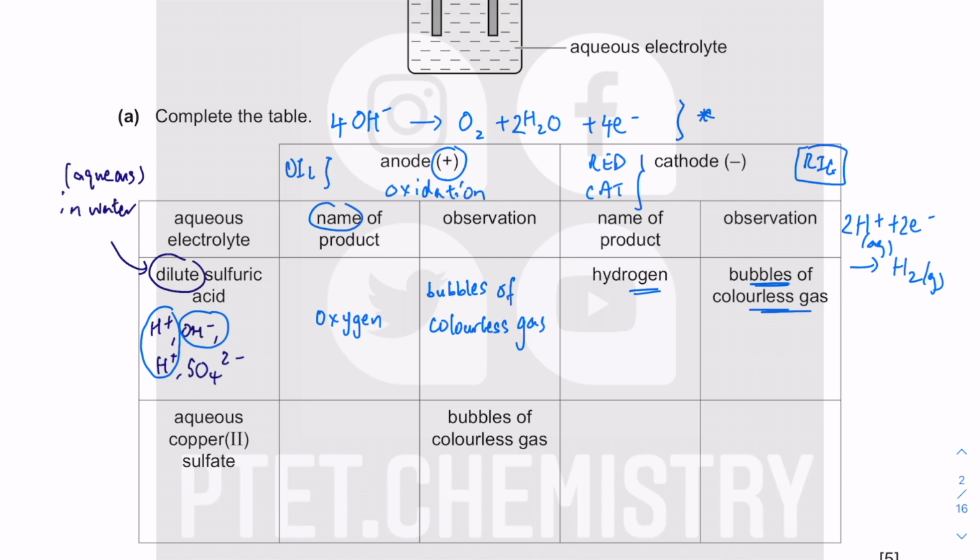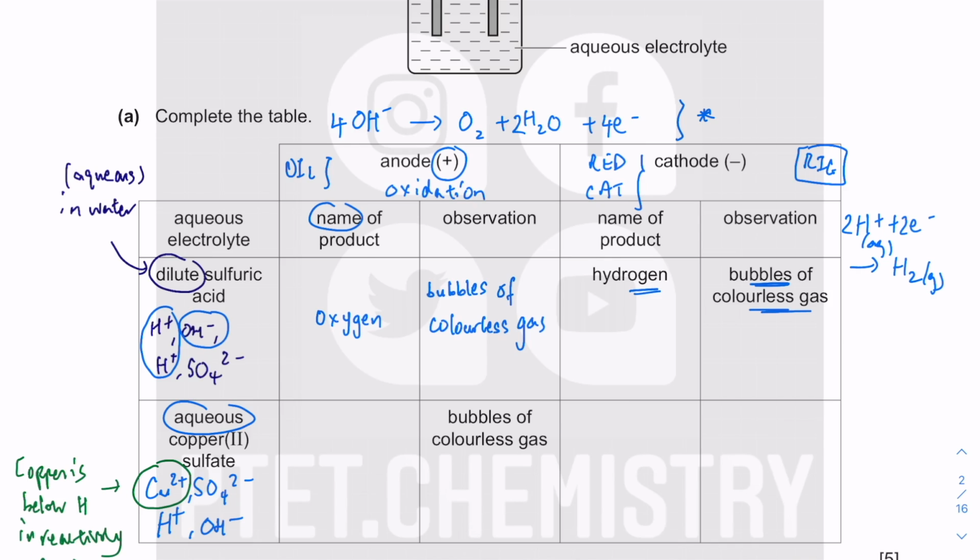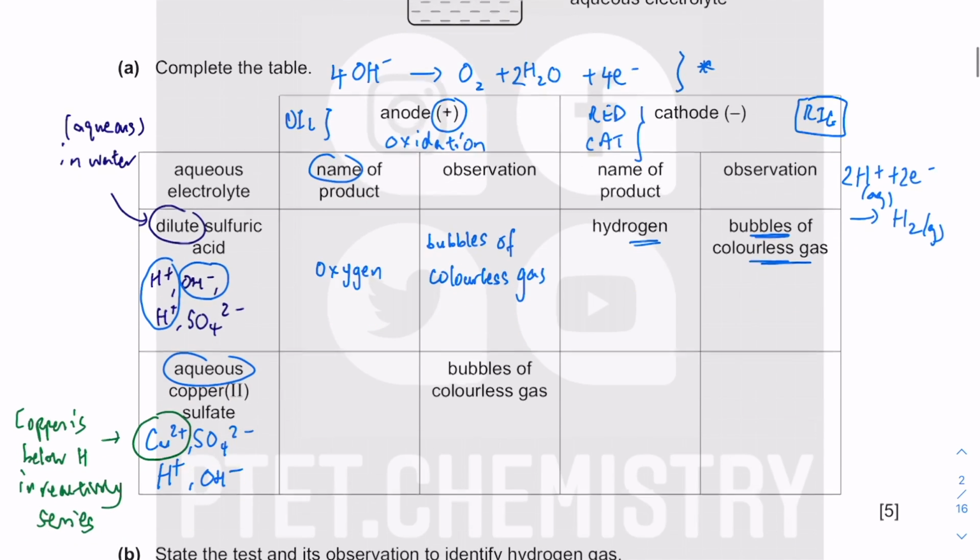Perhaps it's best if I just write it in here. Copper 2 plus and SO4 2 minus. The aqueous itself refers to the H plus and OH minus. So between the copper 2 plus and H plus, the copper 2 plus will be preferentially discharged, and that is because copper is below hydrogen in the reactivity series. The lower you are in the metal reactivity series, the more likely you are to be reduced, the more likely you are to gain electrons. So instead of hydrogen at the cathode, you will get copper.